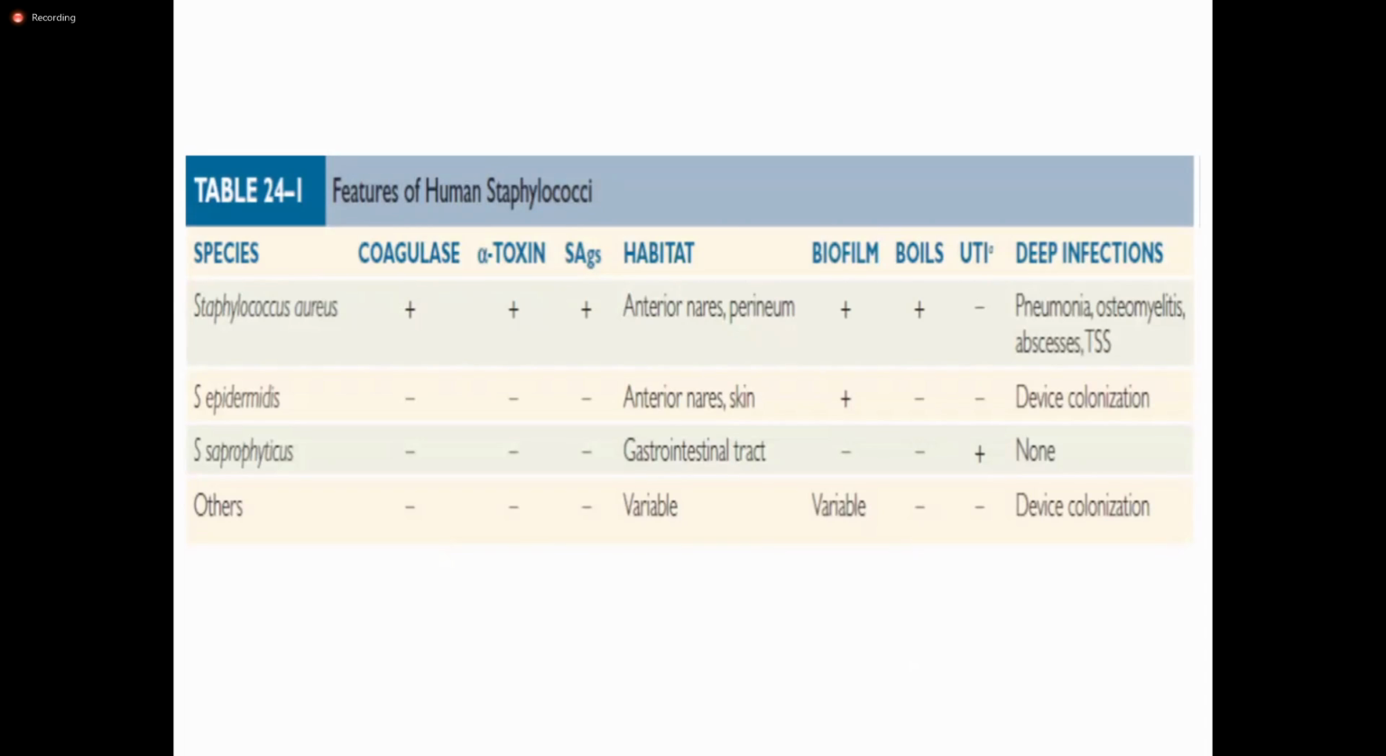So let us put the general features for staphylococci. We talk about coagulase, alpha toxin, superantigen, habitat where they are present, whether they can cause biofilm, boils, UTI, deep infections. Staphylococcus aureus, coagulase positive. It has alpha toxin, yes. It has superantigen, an antigen which can stimulate the immune system excessively.